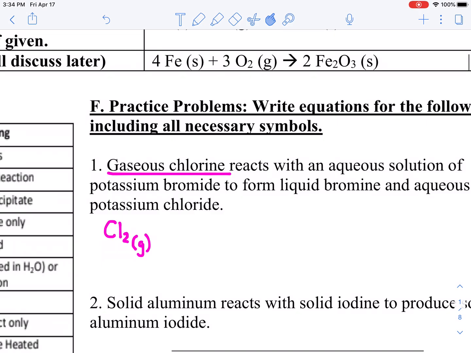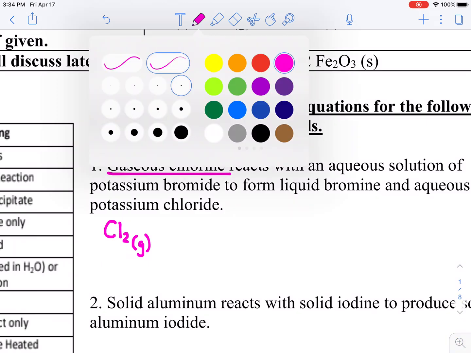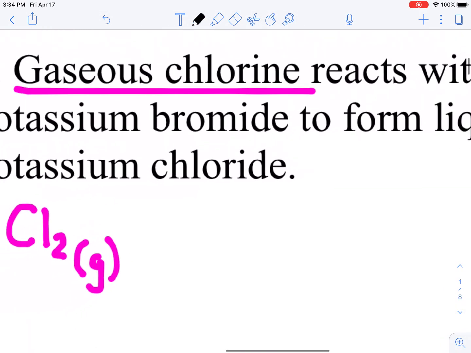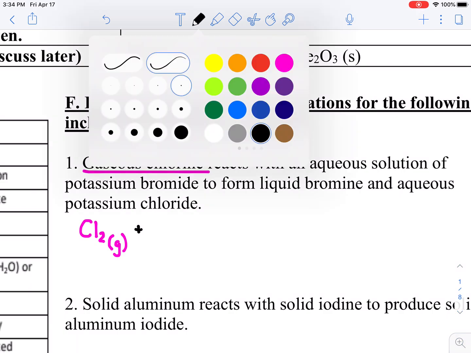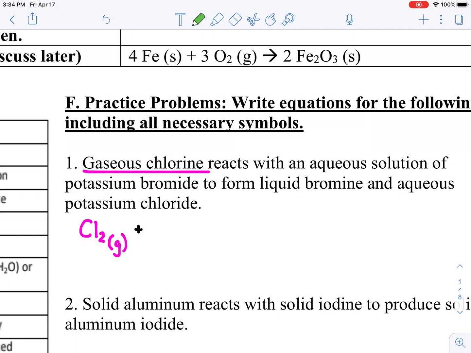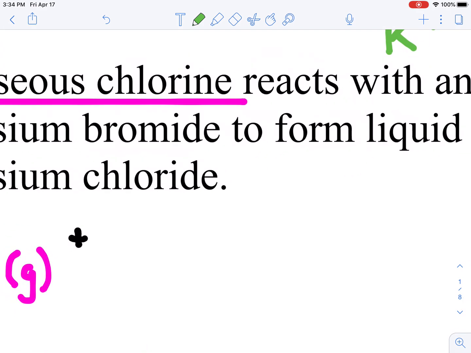We're told that that chlorine reacts, so we are going to put reacts as a plus sign. This looks a lot like a math problem. Reacts with aqueous potassium bromide. So potassium bromide, remember your naming rules. Potassium is K plus 1. Bromine is Br minus 1. So if you cross those together, you get simply KBr.